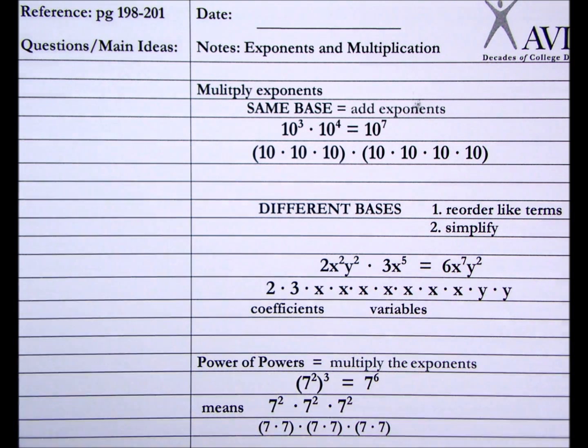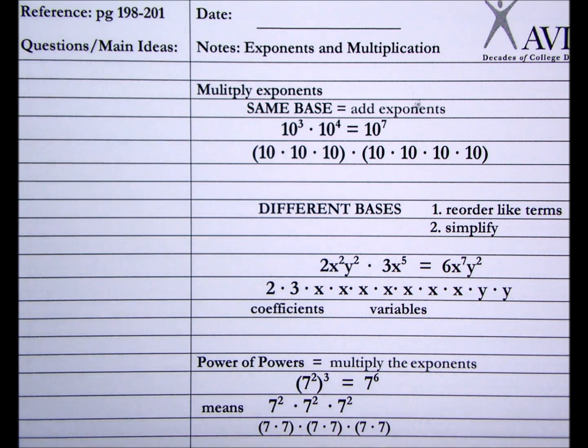All right, this lesson is on multiplication of exponents, and there are some simple rules for us to follow. Your reference pages are pages 198 to 201. And the one thing that you need to remember about multiplying exponents is that we add the exponents. If the bases are the same, we add the exponents. So look at this example.